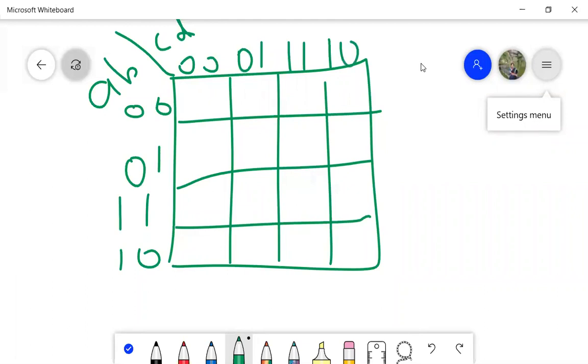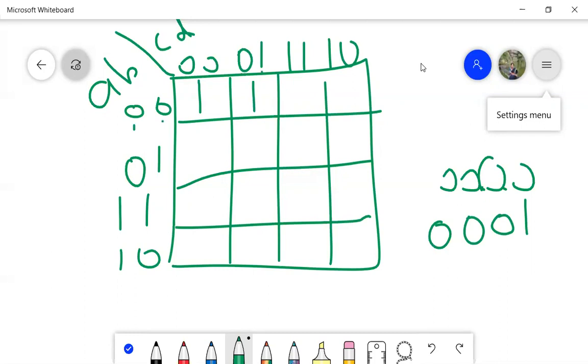Now what is the first term in the K-map? The first min term was M0, which is nothing but 0 0 0 0 in binary. So where will I write that? That will be over here. Next, what was the next one? 1. 1 was equivalent to 0 0 0 1. Here I'll get the 1. Now what was the next one? It was 2. 2 is nothing but 0 0 1 0. 0 0 1 0 will be over here.